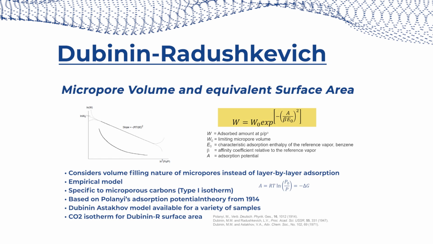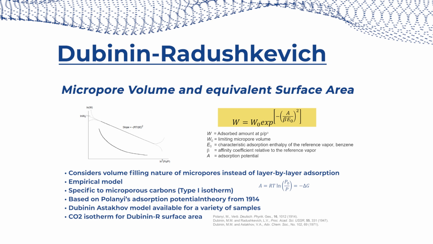Dubinin was the first person to identify the fact that layer-by-layer adsorption is not applicable for micropores, since their size is often in the order of 1 molecular size of adsorptive gas. Dubinin and Radushkevich developed an empirical equation to characterize the micropore volume and its equivalent surface area of microporous carbons, considering the volume-filling nature of micropore adsorption.